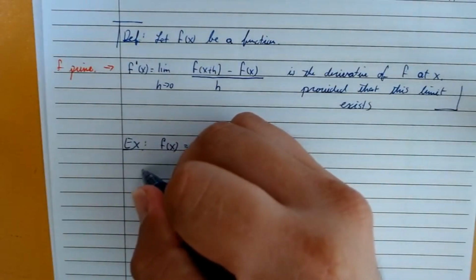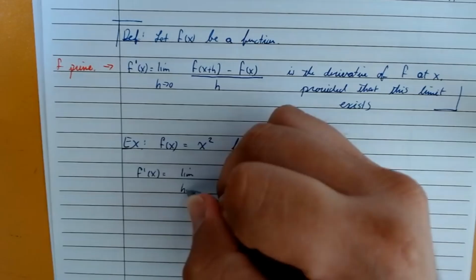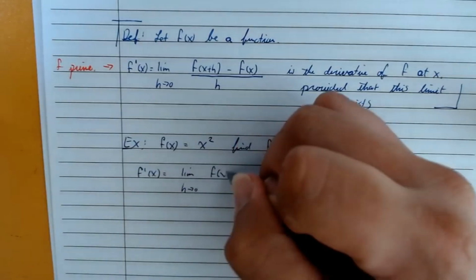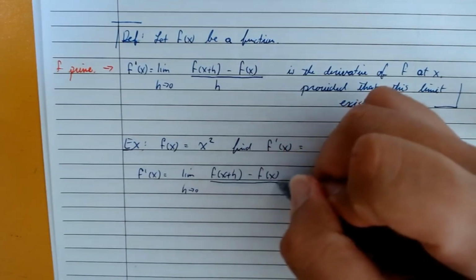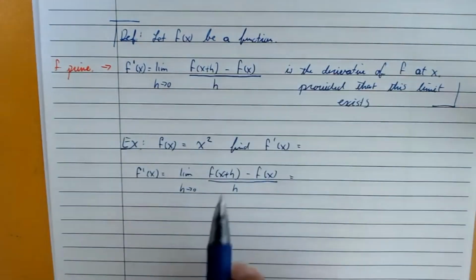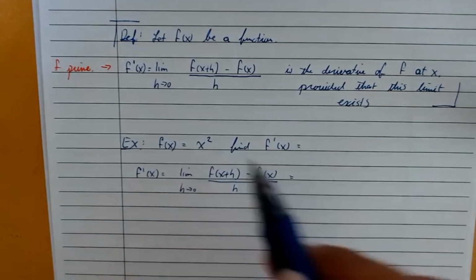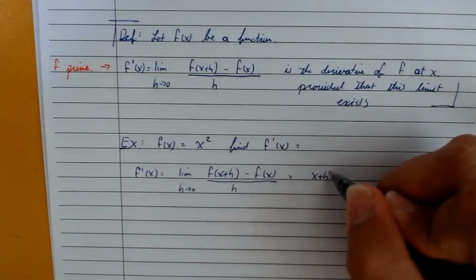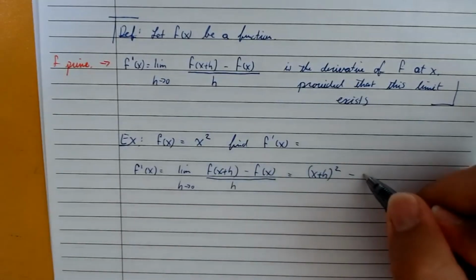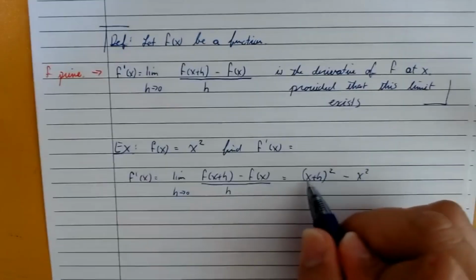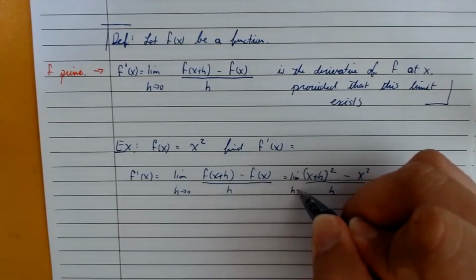F prime of x is equal to the limit as h approaches 0 of f of x plus h minus f of x over h. All right, well, f of x plus h is what happens when you take this function and replace the x with an x plus h. So that'll be x plus h squared, minus the original function, which we saw was x squared, that was given to us, over h. And we're going to take the limit as h approaches 0.